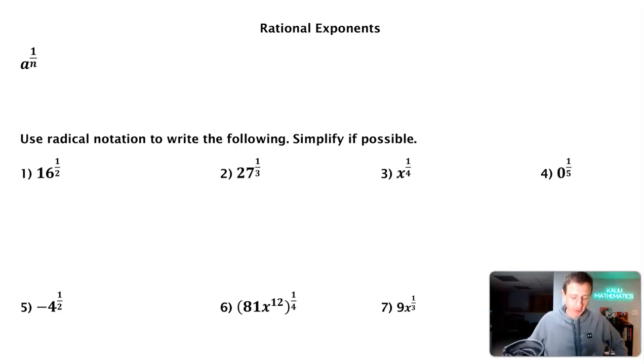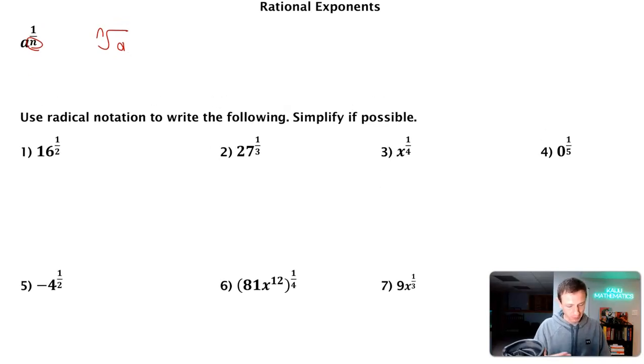Here we're going to look at rational exponents, so continuing to talk about radicals and exponents and how that correlates to writing as a radical or writing just as an exponent. Rational exponents: if we have a to the 1 over n, that would translate to the nth root of a. So that denominator indicates the index of the radical. So it'd be the nth root of a.